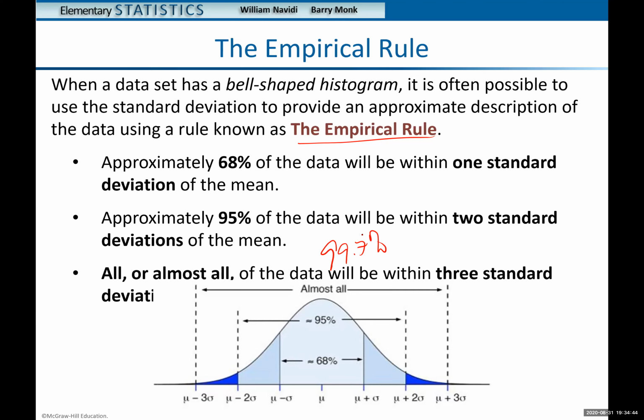So for the empirical rule, for this chapter, you only need to memorize 3 things. 68%, that's a total 1 standard deviation away from the mean. 95%, 2 standard deviations away from the mean, and almost all, 3 standard deviations away from the mean.